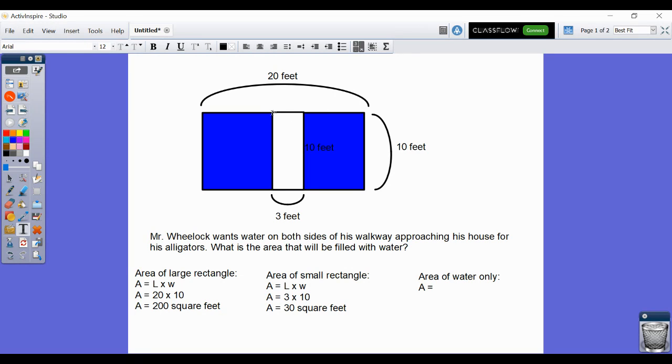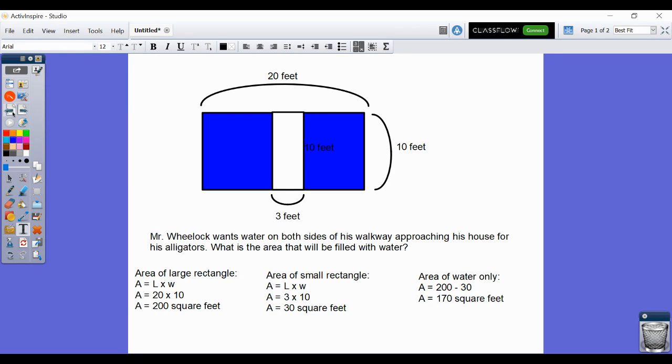Now, to find the area of the water only, think of this as taking this part out. Will we add or will we subtract these two numbers? We're not finding the total area, we're taking this part out. So you got it, we're going to subtract those two numbers. So the area of the water only will be 200 minus 30. So the area that the water will be covering will be 170 square feet.